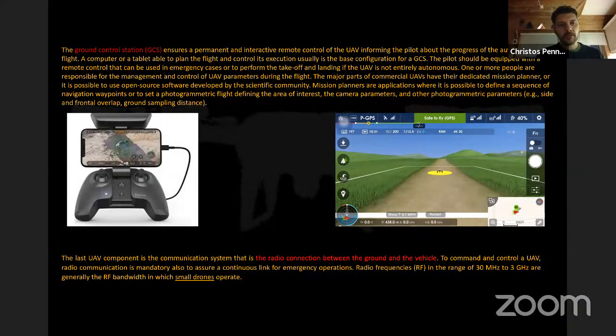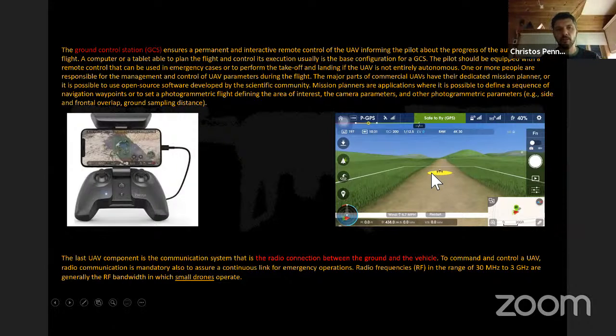Now let's move to the ground control station that ensures the permanent and interactive remote control of the UAV, informing the pilot about the progress of the autonomous flight. So the pilot is only getting this image, which is actually what we are getting from the DJI drones. Usually there's a control like a joystick or gamepad, that is connected with our cell phone, where the software is running, and in that software we can see what the drone is seeing, and not this thing.